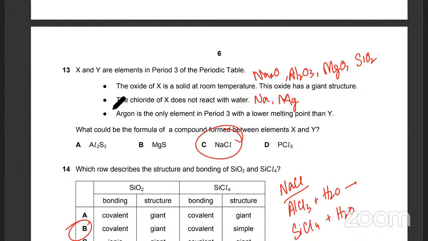And they all have giant structures. The chloride does not react with water. So Na and Mg are the ones that don't react with water. Mg does; MgCl2 hydrolyzes very weakly. NaCl absolutely does not hydrolyze.